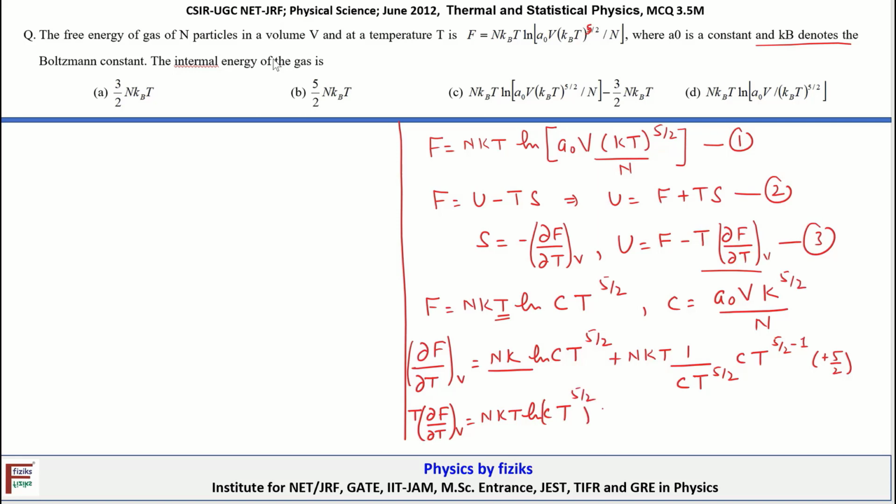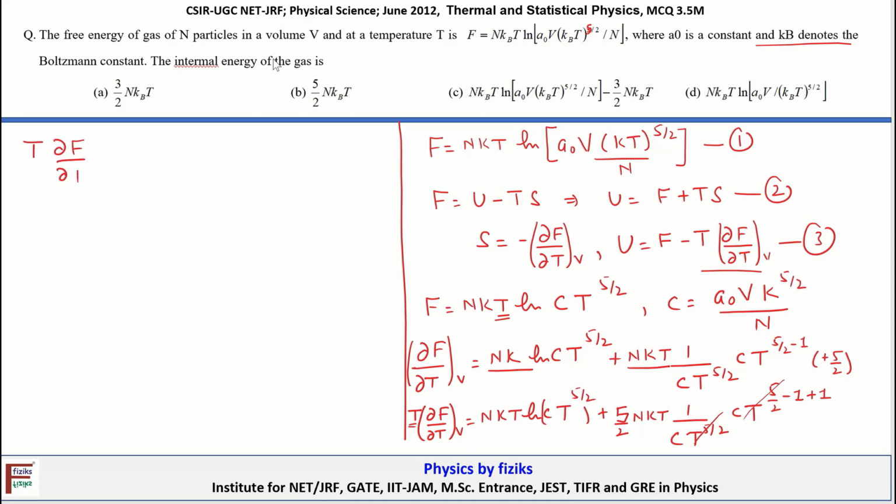Okay, plus I am bringing this 5/2 in front here, plus 5/2 and then multiply by nkT, 5/2 nkT, and then 1 upon CT power 5/2, and then CT power 5/2 minus 1 and additional T here, so this will come here as plus 1. Okay, so this expression, 1 and minus 1, they will cancel, so ultimately we are left with CT power 5/2 here. So this will cancel with this one.